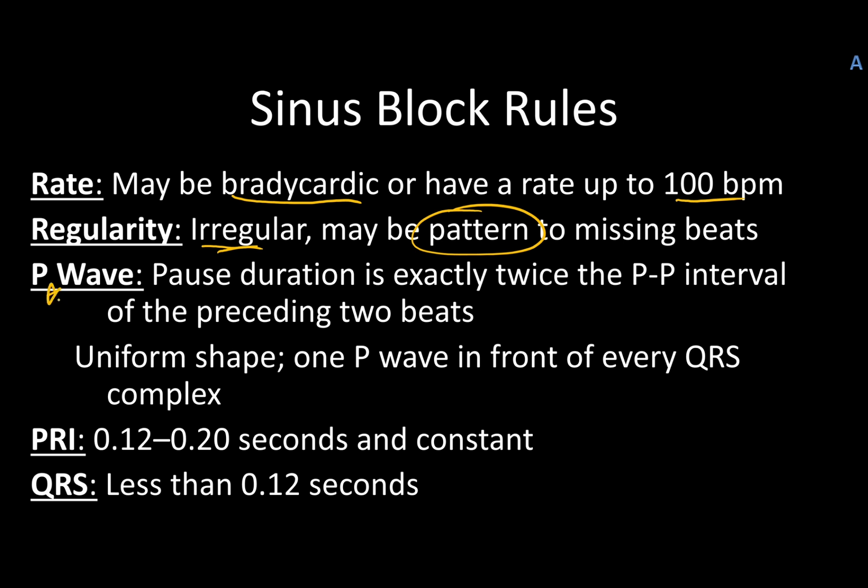Again, what's the important part of this is that the gap is exactly 2x of the previous P to P interval. Your P waves should look perfectly normal, 1 for every QRS. Just in this case, there won't be a P wave with the missing beat. Your PRIs should be perfectly normal, as well as your QRS.